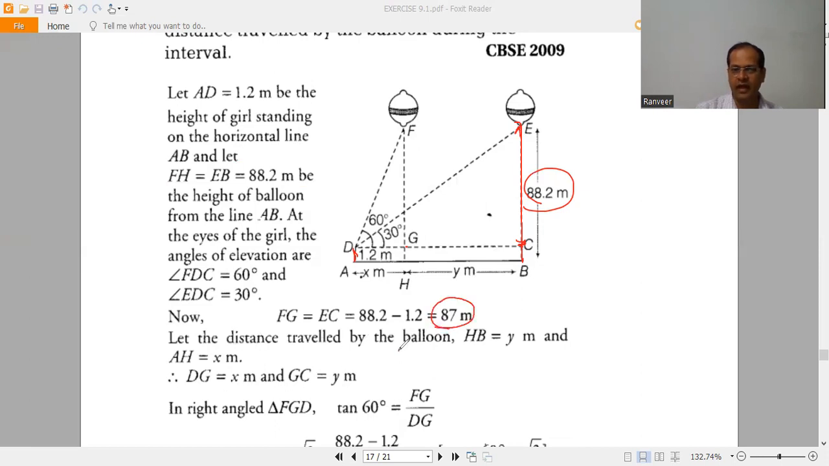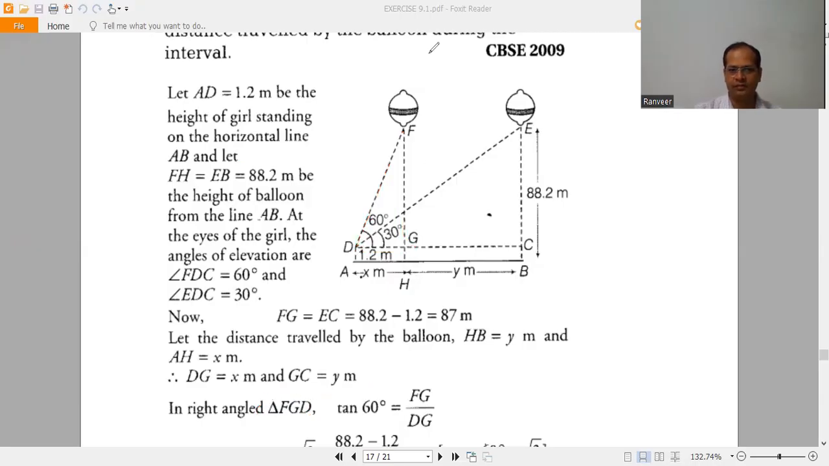So the distance traveled by the balloon is, suppose this is the distance y meter, and AH equal to, this is the value AH equal to x meter. Now DG equal to x meter and GC equal to y meter. Now in the triangle FGD, F, G and D, first of all, according to the 60 degree, this is the value. So tan 60 degree, we can write FG divided by DG. So this is the value.